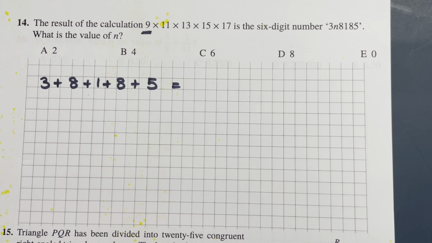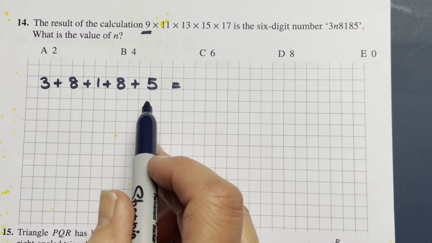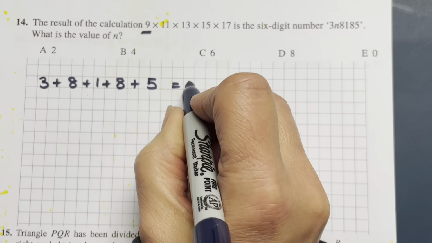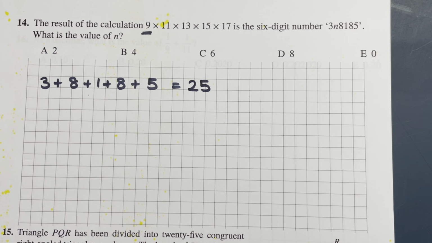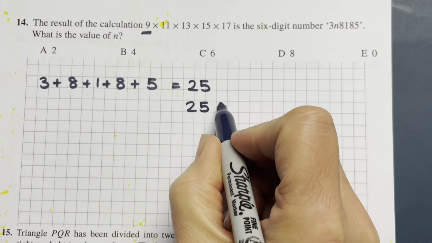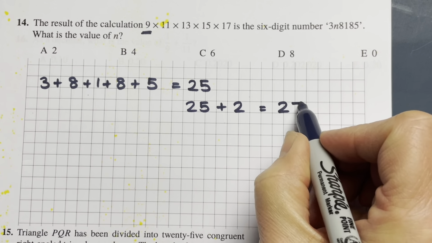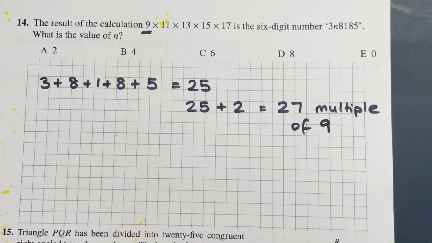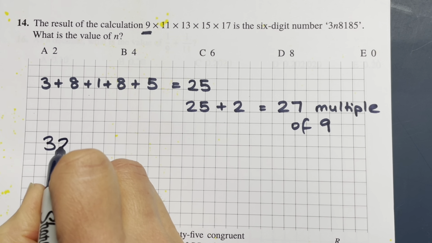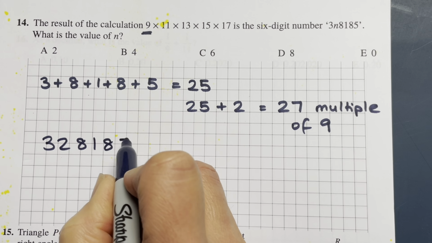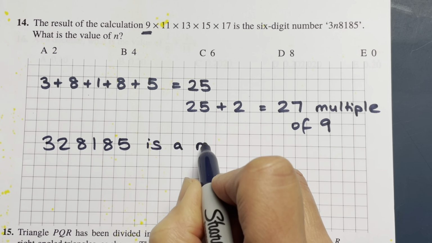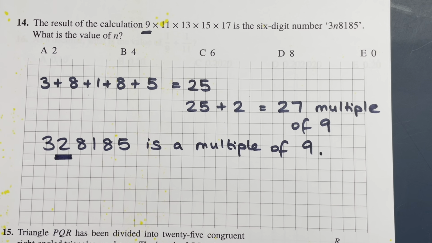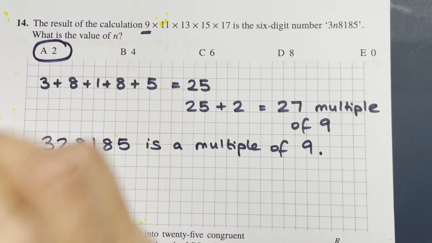So if I add these together, 3 plus 8 is 11, 12, 20, 25. So to get to 27, I've got to add 2, because 27 is a multiple of 9, and therefore the number 328,185 is a multiple of 9. So the answer to question 14 is A, 2.